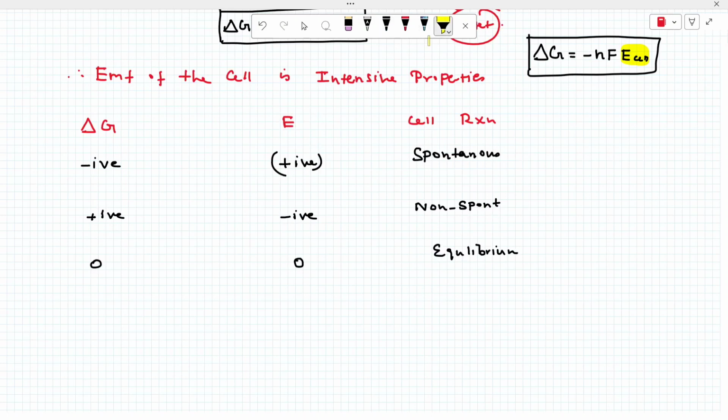So whichever cell reaction has a positive E cell value, that reaction is called a spontaneous reaction. Why? Delta G is negative. Okay, the reaction is spontaneous. Important, please note. Very important, please note.